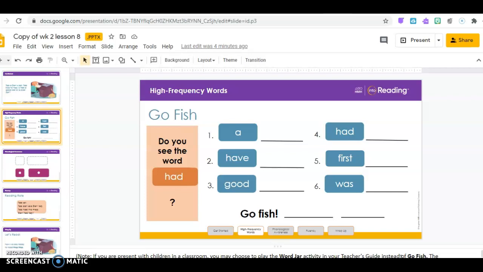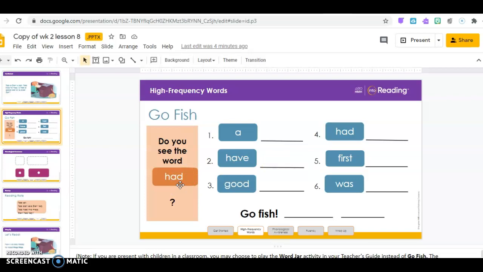The Go Fish activity below will help us read some of our new high-frequency words. We will read the question in the box. If the word matches one of the word cards 1 through 6, I will put the word from the box next to it. If the answer is no, I will put the word beside Go Fish. Let's begin. Do you see the word had?